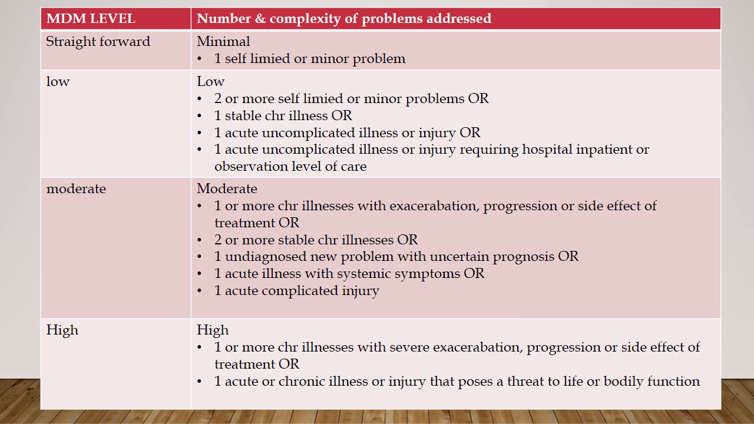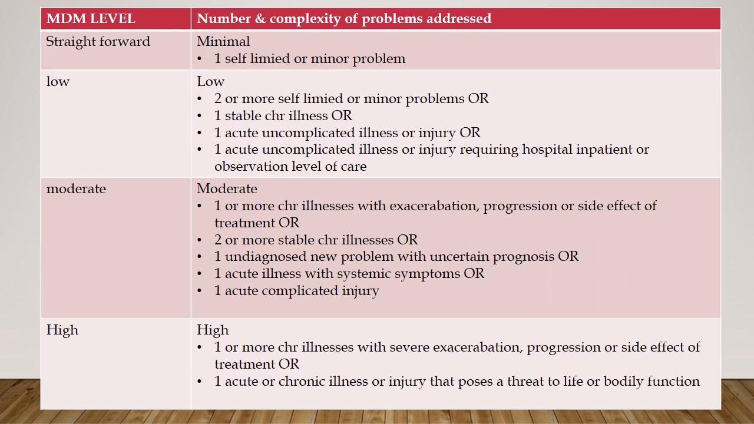So now we understood what is a self-limited or minor problem, what is acute uncomplicated illness, what is stable chronic illness, what is chronic illness with exacerbation, severe exacerbation, undiagnosed new problem, all we have seen now. So first make clear that you are confident with all those and then come to this table again. In the minimal section, the first heading, we can see one self-limited or minor problem, which means if the patient is having just a common cold alone or just an insect bite alone, we can consider it as one self-limited or minor problem, and take it as minimal in the problem table.